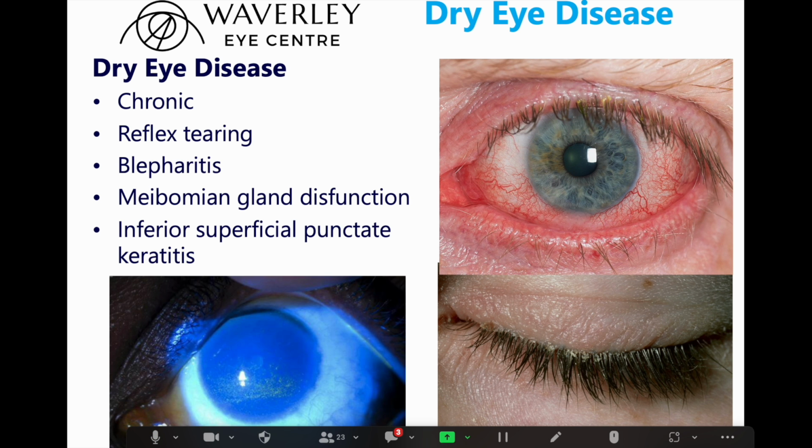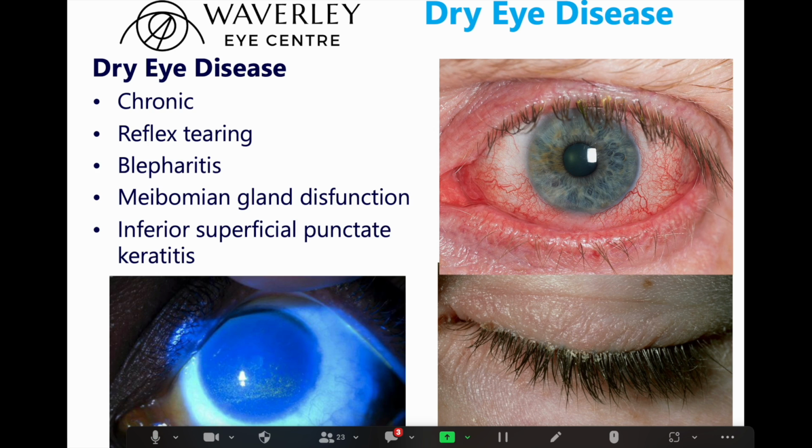Okay, dry eye. Dry eye is something you're going to see a lot, but you may not realize it. It presents as this chronic red eye, and you might mistake it for an iritis, but dry eye is extremely common and it is a disease. So it's chronic. They might have a foreign body sensation, but reflex tearing is a very common symptom with dry eye disease, and here's the reason why.